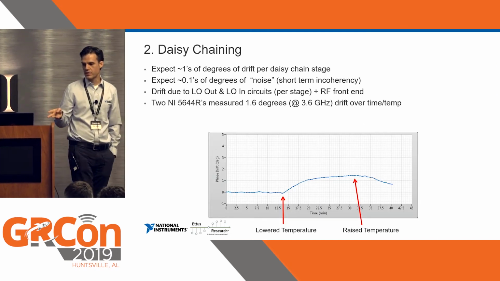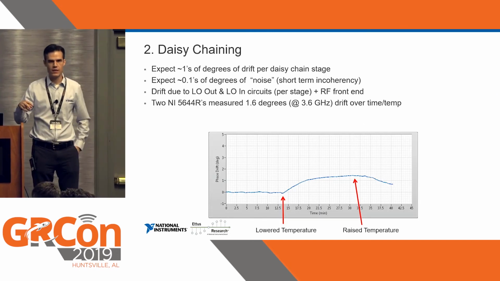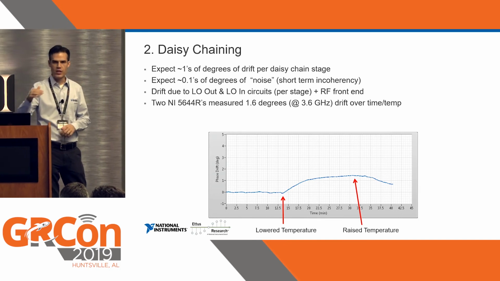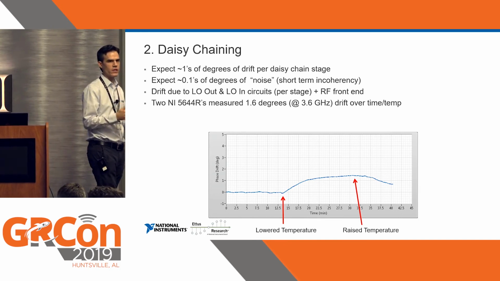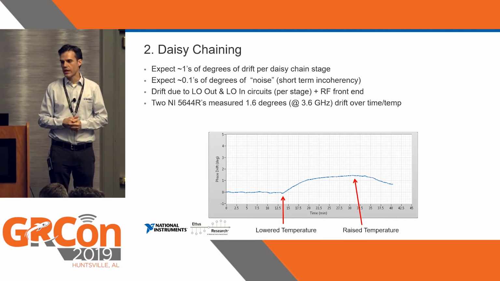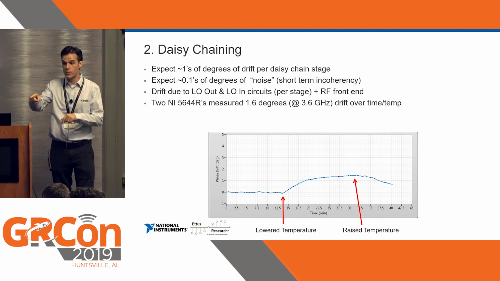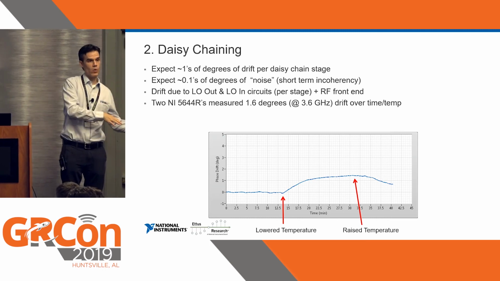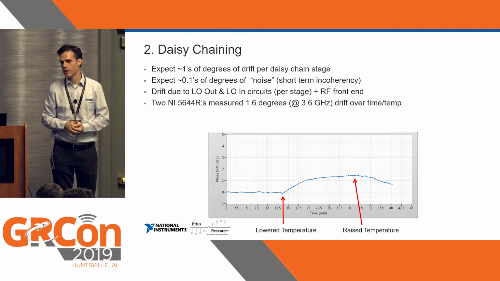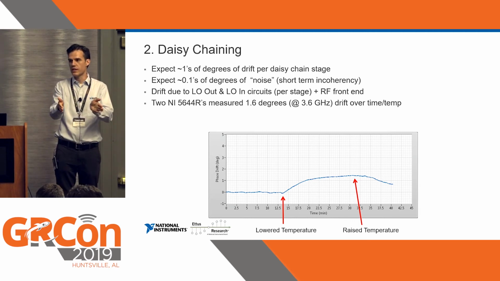So I took some measurements. This is just for 2 devices that were daisy chained together, at the same 3.6 gigahertz, same axes. Now you're getting about 1.5 degrees of drift over, again, a 10 to 20 degrees Celsius change, and 0.1s of degrees of noise of short-term incoherency. So you see this picture is way more precise than the previous one I showed, right? It's significantly better. But this is just for one stage in the daisy chain.